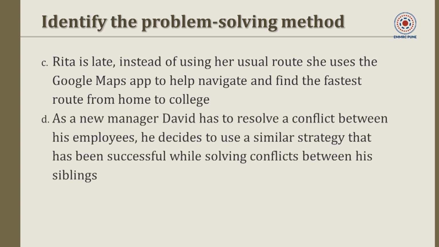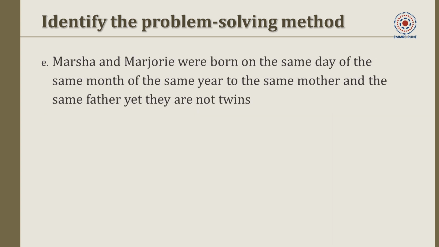As a manager, David has to solve a conflict between his employees. He decides to use a similar strategy that has been successful while solving conflicts with his siblings. Marsha and Marjorie were born on the same day of the same month of the same year to the same mother and same father, yet they are not twins. Let us review the answers.